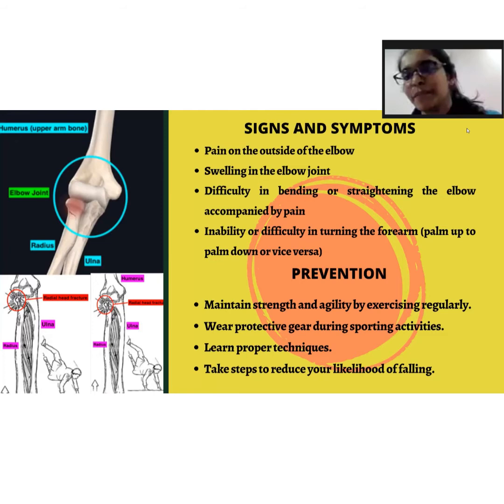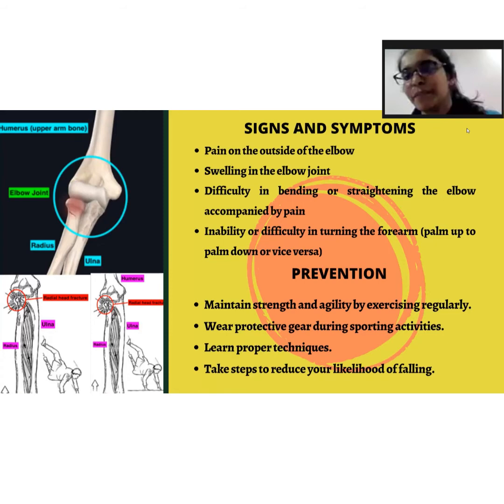The second one is to wear protective gear. The third is to learn proper techniques so that you won't fall down on the ground. And the last is to take steps to reduce your likelihood of falling. So you need to have some kind of technique for avoiding your fall.